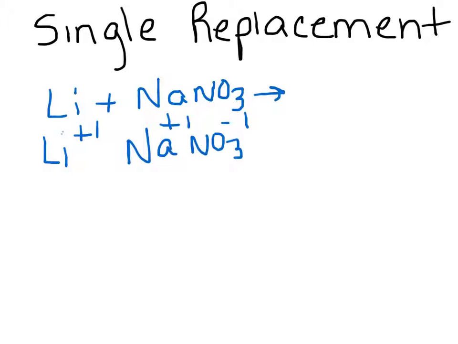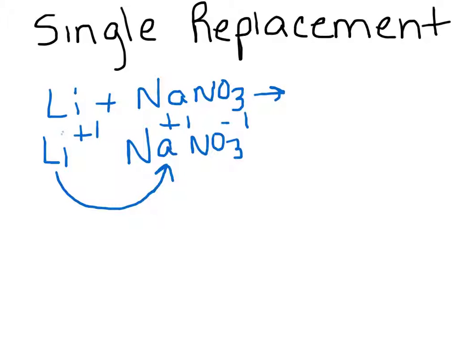A single replacement reaction will have a single element and an ionic compound, and so sodium and nitrate already exist as ions. Lithium will lose an electron and become a +1 ion, and so you will just sort of swap the plus and minus ions. Lithium is going to bump sodium out of the compound and replace it and bond with nitrate. Sodium then will be by itself.